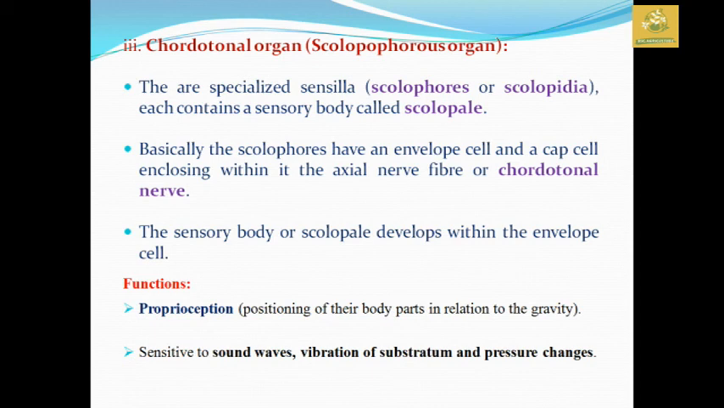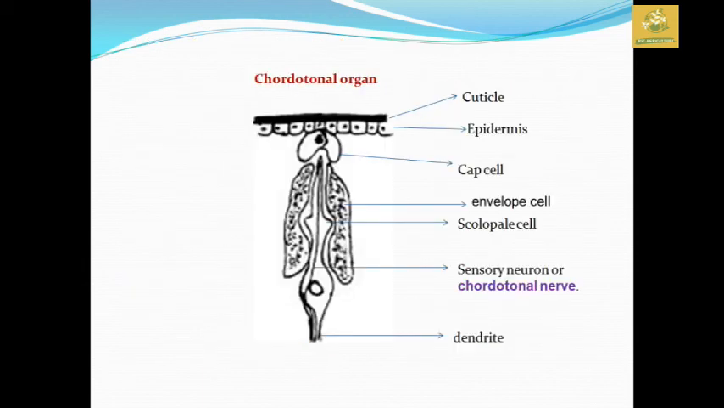These cells are sensitive to sound waves, to the vibration of the substratum, and to pressure changes in the environment, all sensed by the chordotonal organs of the insect body. So this is the structure of the chordotonal organ of the insect body.